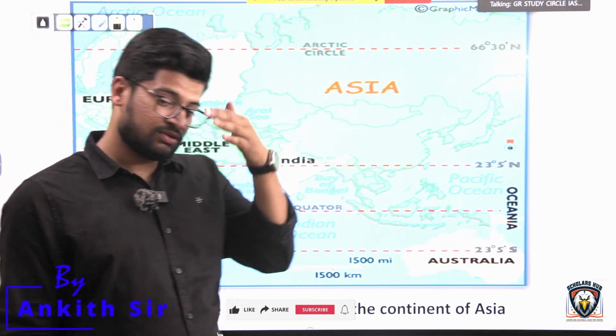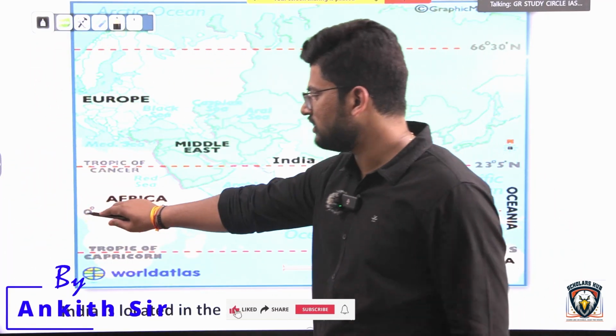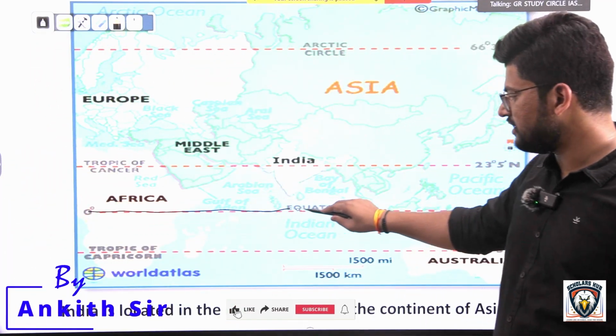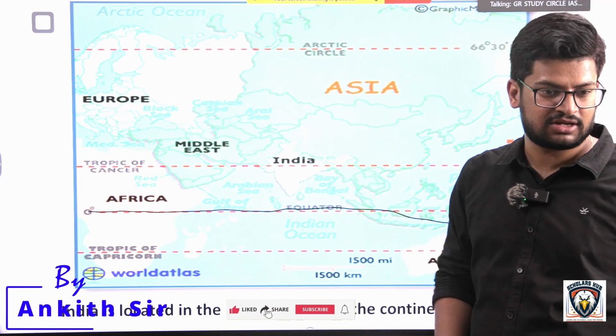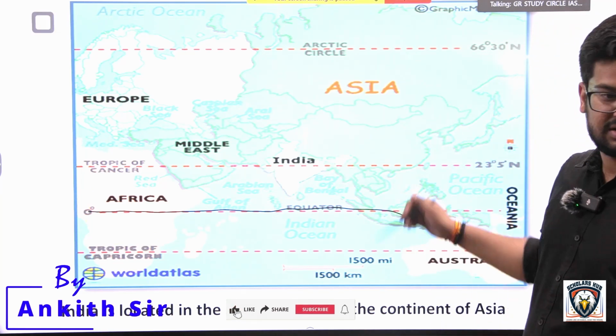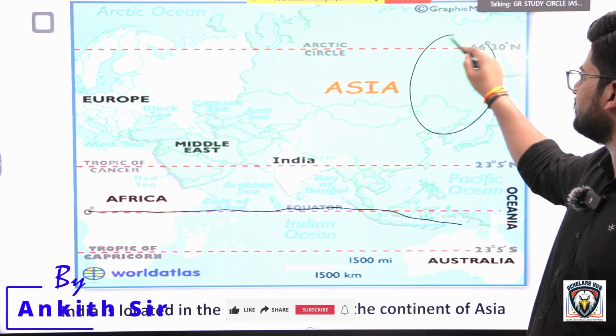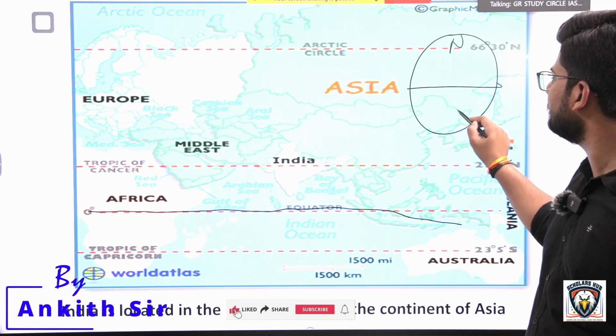And in which hemisphere is India located? You know this is the 0 degree equator. Does it pass through India? No. It is close to India, but it does not pass through India. So India is above the equator. We know that the equator divides the earth into two equal hemispheres, the northern hemisphere and the southern hemisphere.